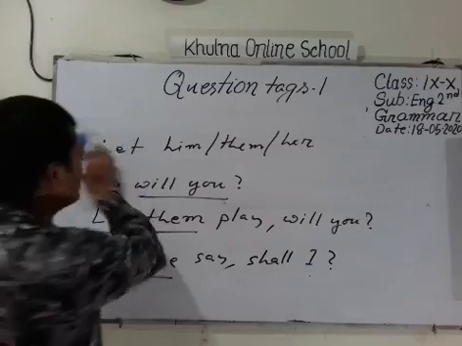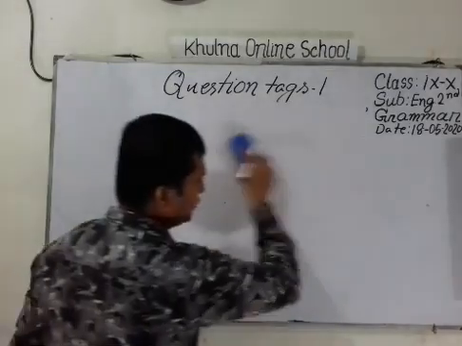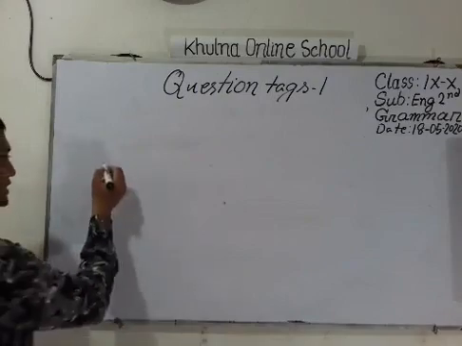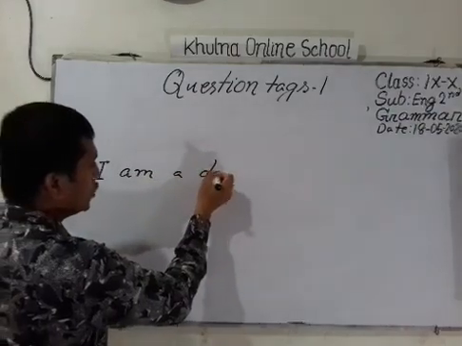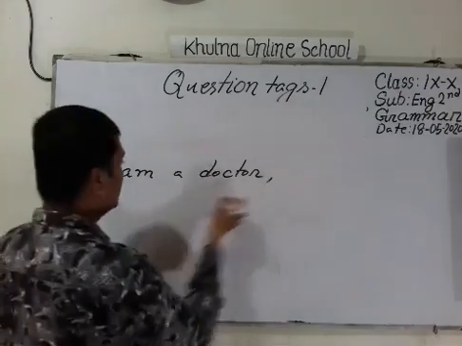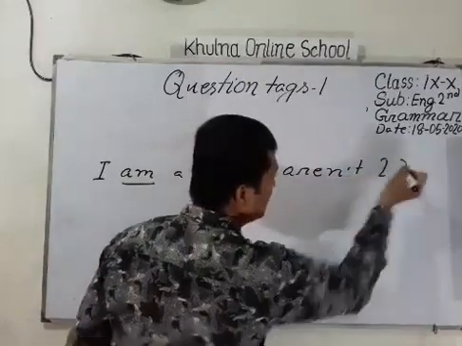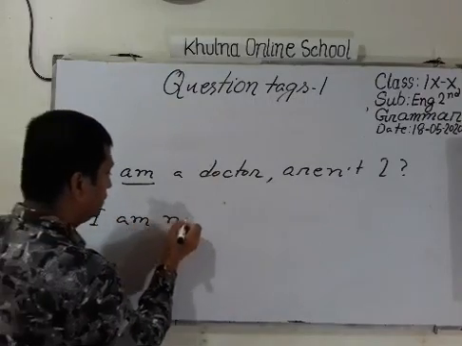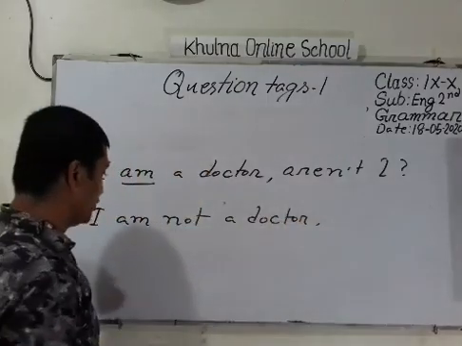The students, now I am showing you a peculiarity of a sentence. For example, I am a doctor. The British people use here aren't I. But if it is I am not a doctor, these people use here am I.